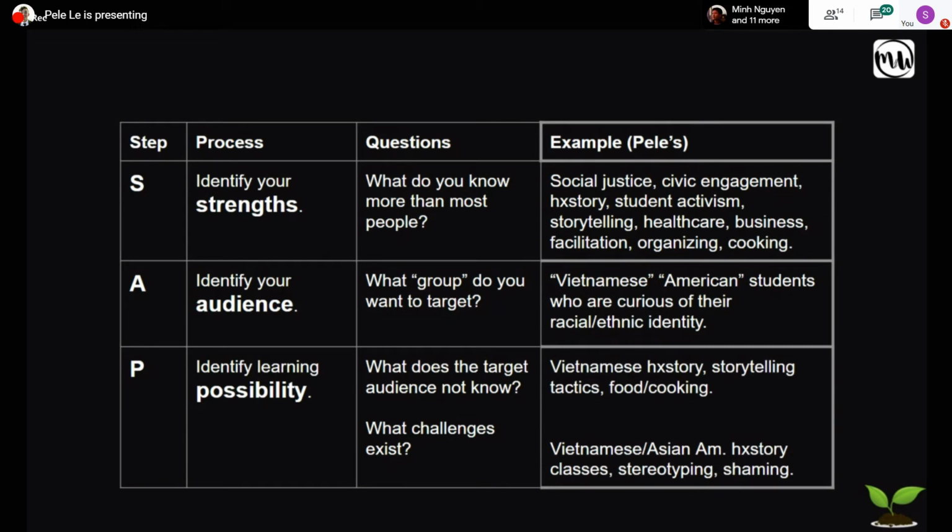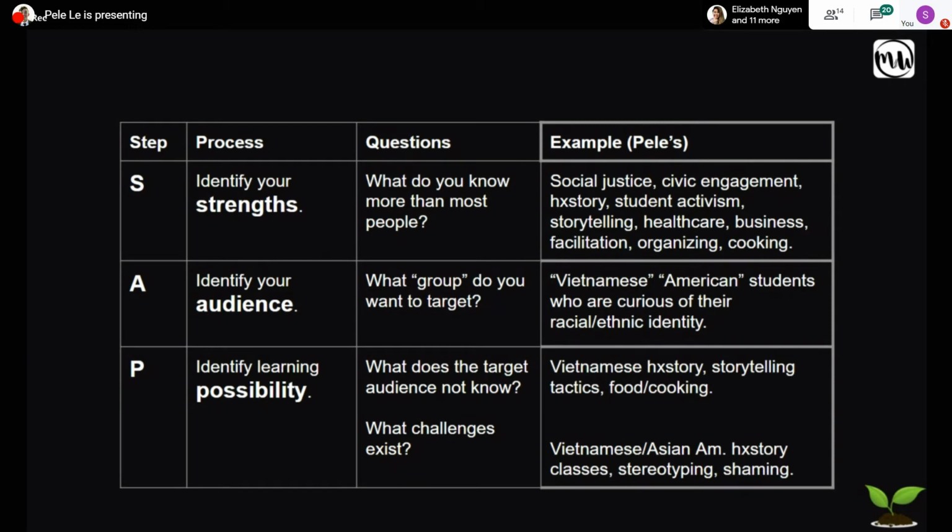In regards to what I have reflected upon, I see the opportunity in learning more Vietnamese history. I know for me, I barely learned any through public education and in college, even going to a quite diverse college. I think storytelling and advocacy, and food and cooking, are also things that can be learned more. And when I think about learning history, there are also challenges in stereotyping and shaming in our culture that I'm curious about talking more about.